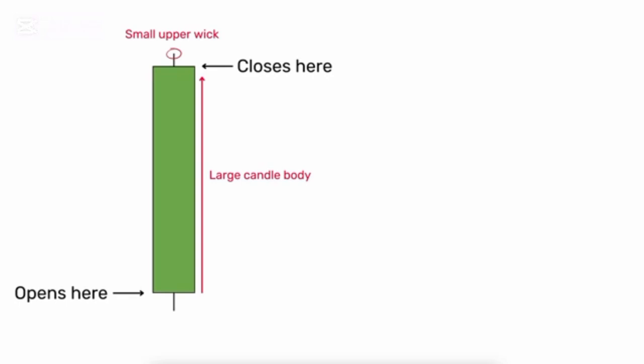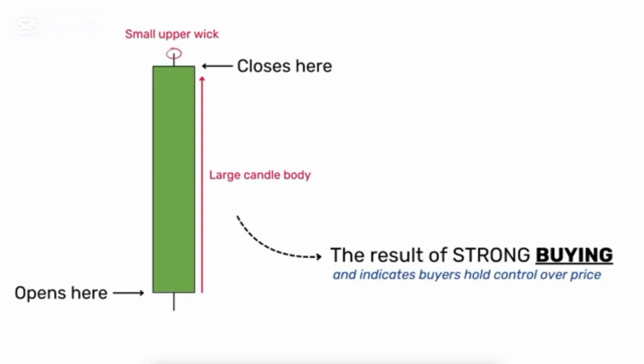So getting into strength candles. If we have a candle that opens here and closes here with a large candle body and a small upper wick, this is the result of strong buying. This is a strength candle. And it indicates that right now, at the time of printing this candle, the buyers hold control over price in the market.